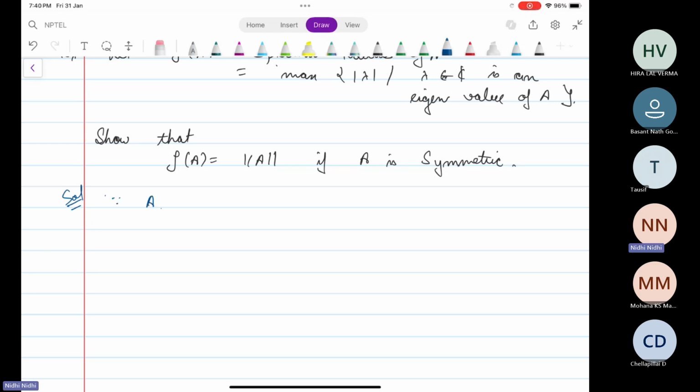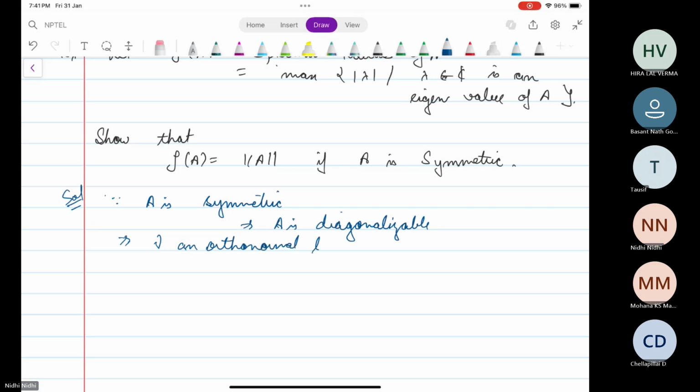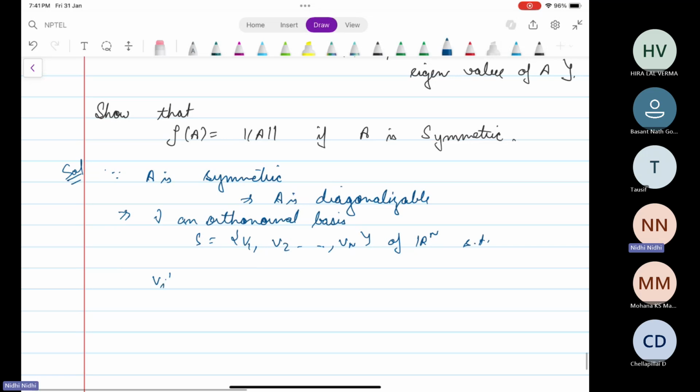So since A is symmetric, this implies A is diagonalizable. This implies there exists an orthonormal basis v1, v2, and so on up to vn of Rn, such that these vi are eigenvectors of A corresponding to some eigenvalues lambda i.